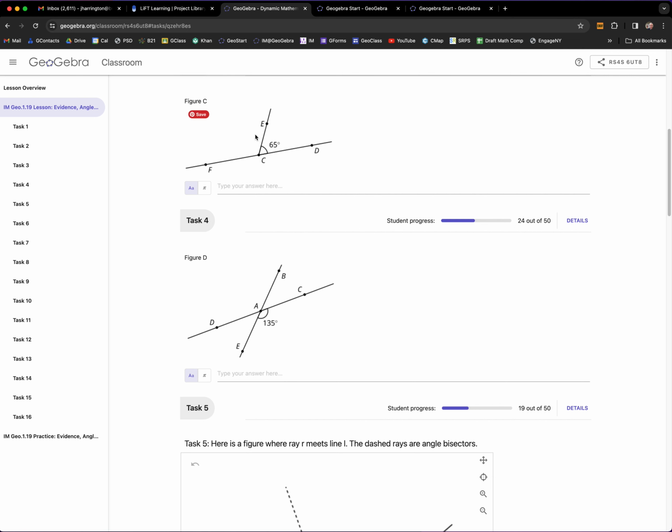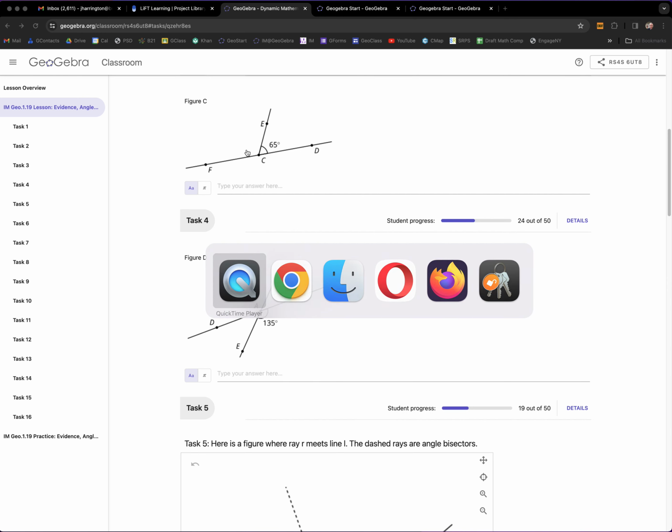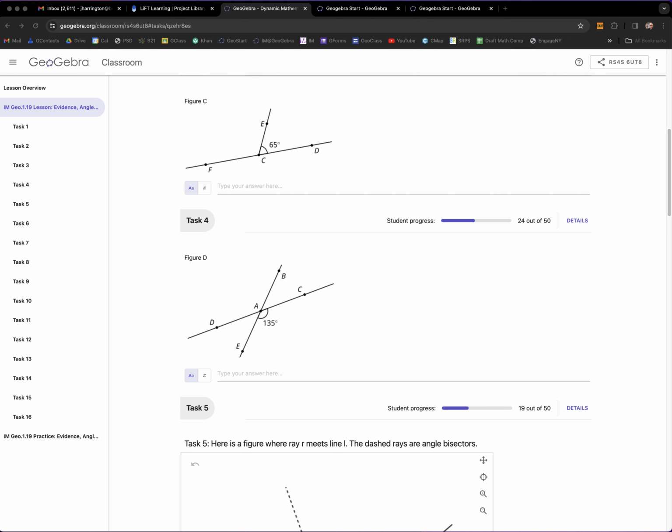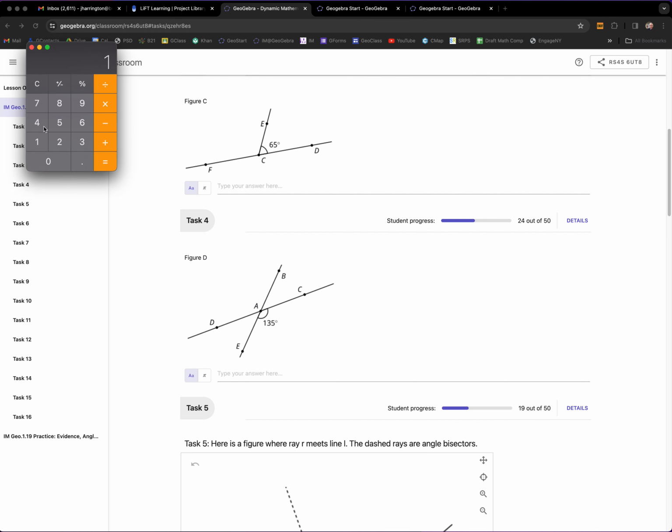Here, 65. If this is 180 degrees, if we take away 65, oh boy, that's a tough one. Where'd it go? There it is, calculator. 180 minus 65 equals 115. So this piece would be 115.